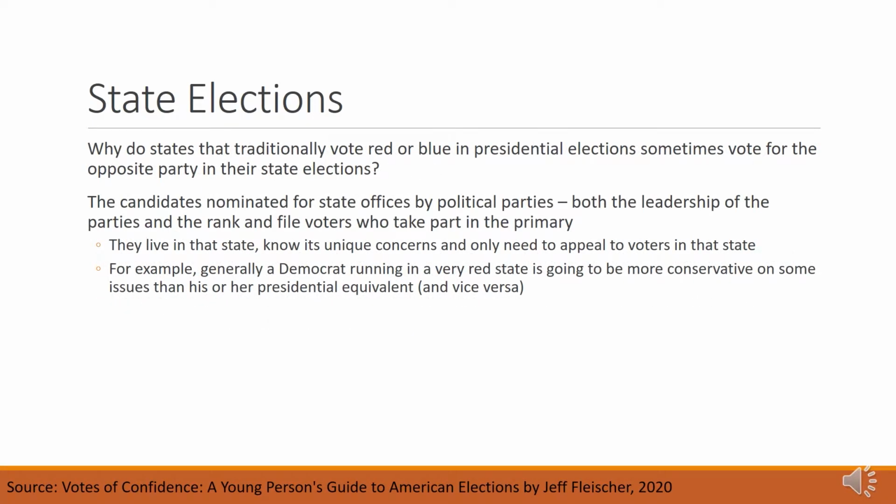Why do states that traditionally vote red or blue in presidential elections sometimes vote for the opposite party in their state elections? The candidates nominated for state offices by political parties, both the leadership of the parties and the rank-and-file voters who take part in the primary, live in that state, know its unique concerns, and only need to appeal to voters in that state. For example, generally, a Democrat running in a very red state is going to be much more conservative on some issues than his or her presidential equivalent, and vice versa.